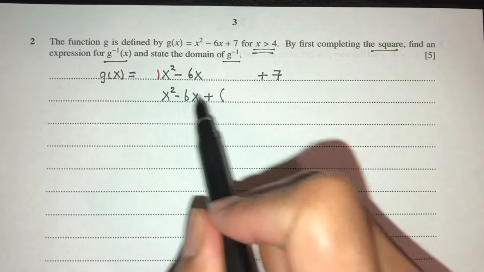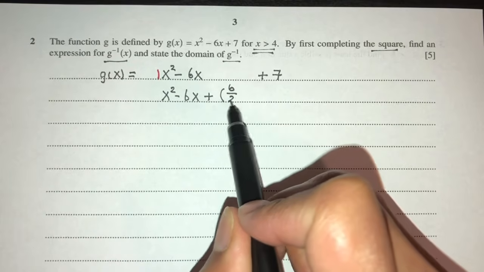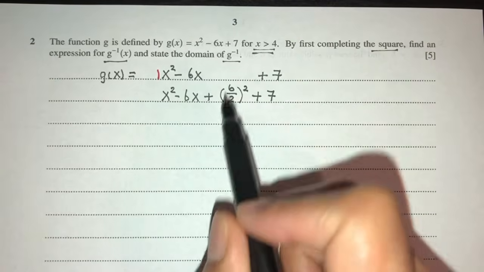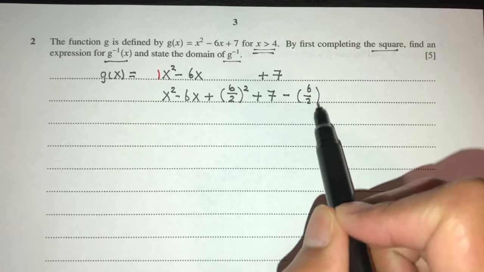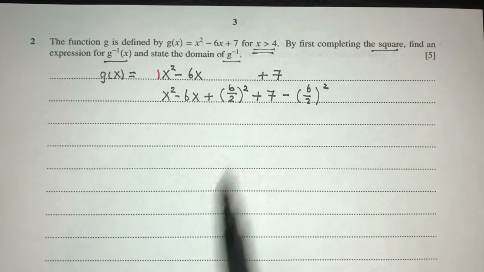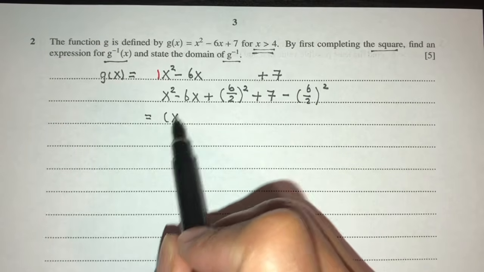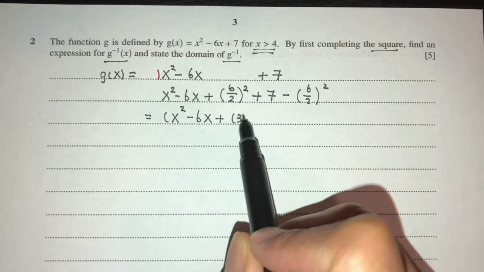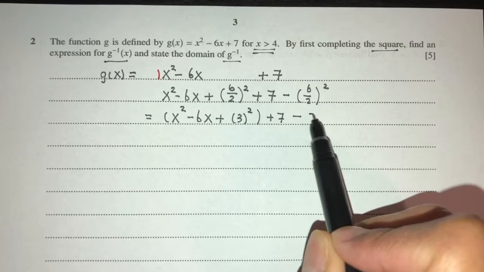The number you add will be this one. That will be (6 divided by 2) squared, plus 7. Now when you add something, you also have to minus the same number. So we have the same expression. Okay. So now let's simplify. You will have x squared minus 6x plus 3 squared plus 7 minus 3 squared.